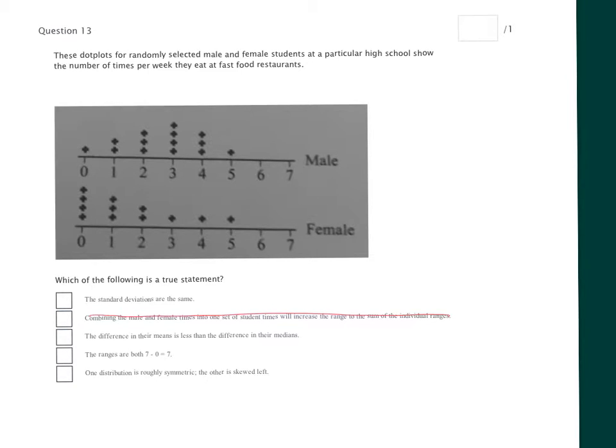The difference in their means is less than the difference in their medians. I don't know, I'm going to come back to it. The ranges are both 7. No, we just said the ranges were 5.